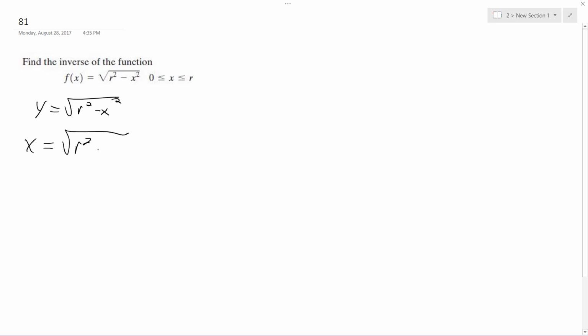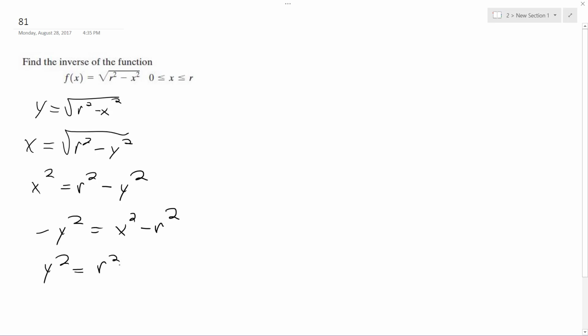So this becomes x equals the square root of r squared minus y squared. So I'm going to square both sides, so I get x squared is equal to r squared minus y squared. So then I get negative y squared is equal to x squared minus r squared. And then divide through by negative 1. I get y squared is equal to r squared minus x squared. Hey, this kind of looks familiar. So y is going to be equal to plus or minus, but probably just take the square root in this case, r squared minus x squared.